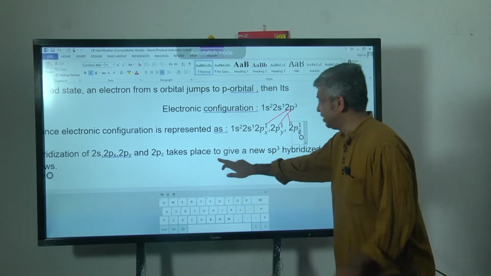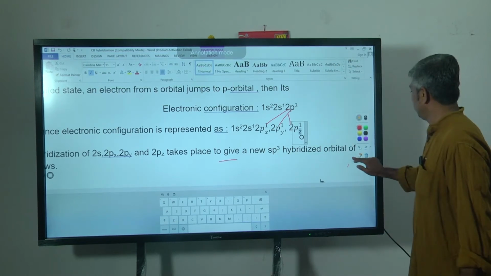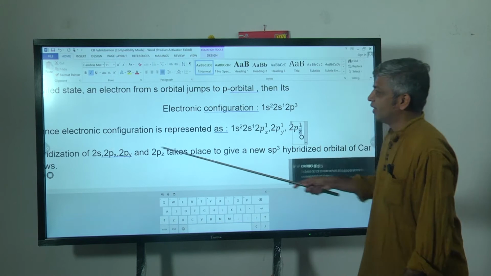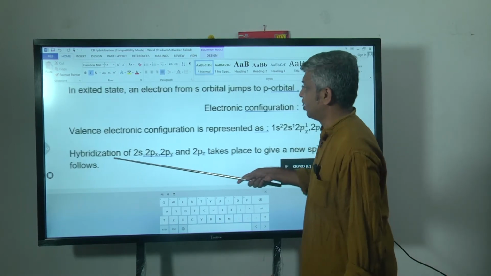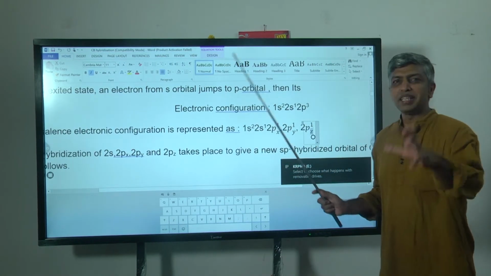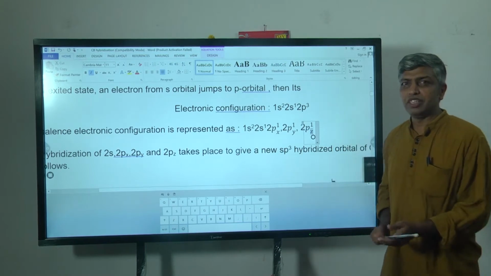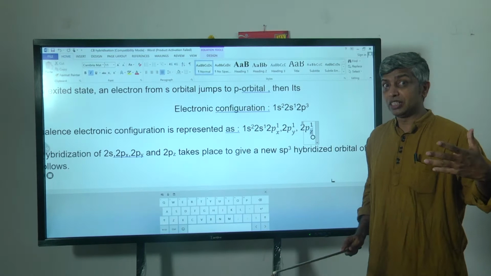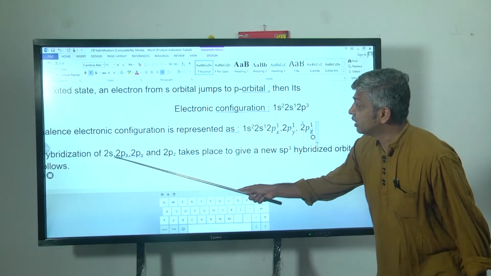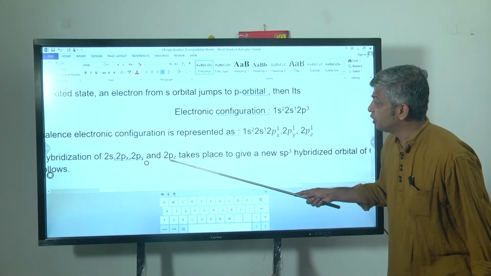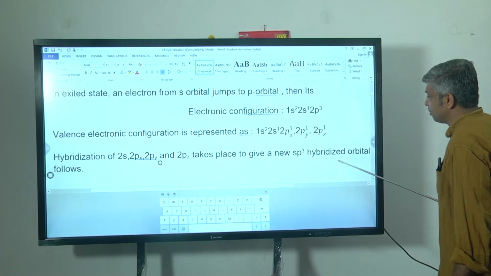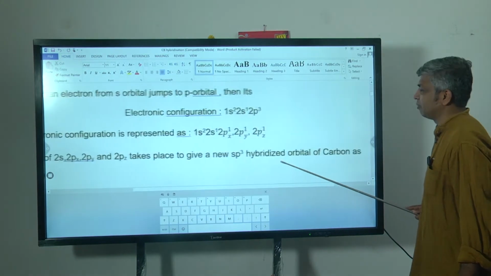Now the last line. What does this line say? It says hybridization of 2s, 2px, 2py, and 2pz. Hybridization means mixing. Just now we discussed the definition: mixing of atomic orbitals of comparable or equal energy. So the mixing of 2s, 2px, 2py, 2pz takes place to give new sp3 hybridized orbitals of carbon.